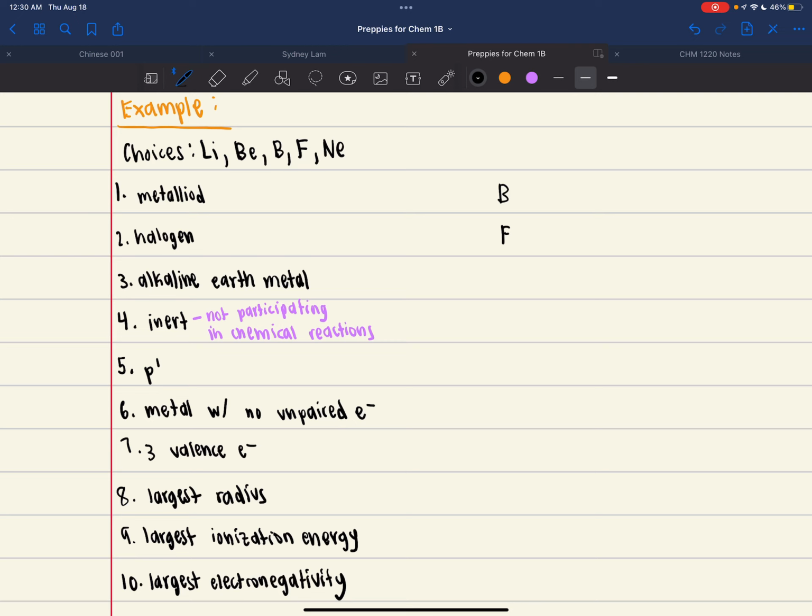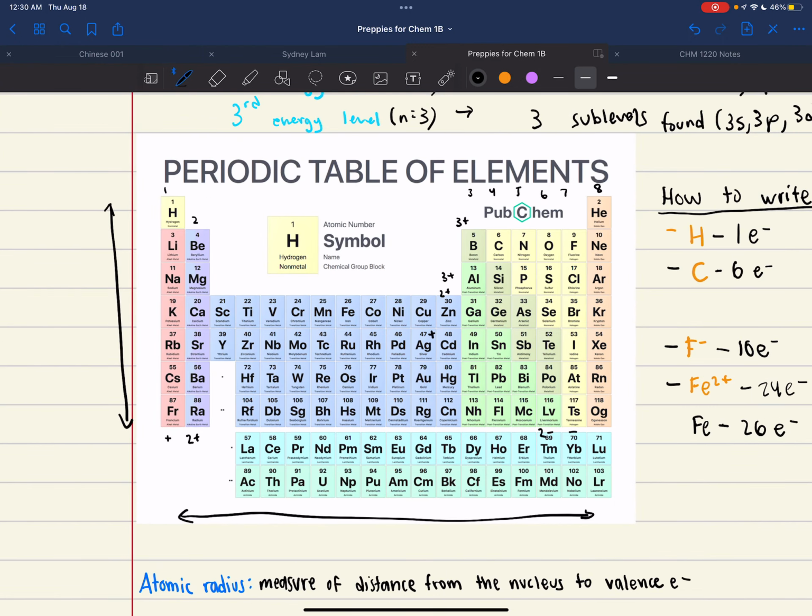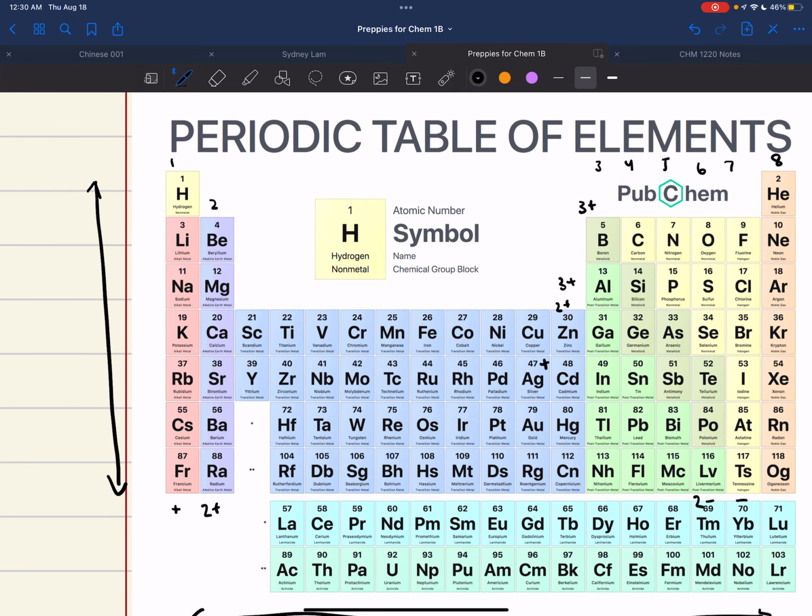Okay, and then alkaline earth metal. Our alkaline earth metal is beryllium, since alkaline earth metals are in group 2A. Let me just add A.